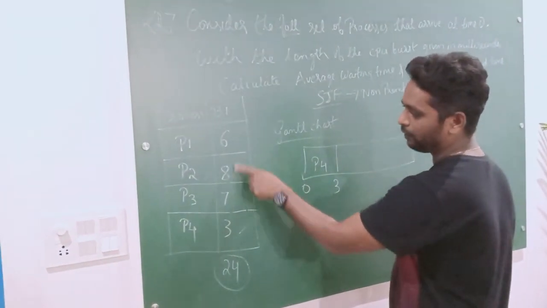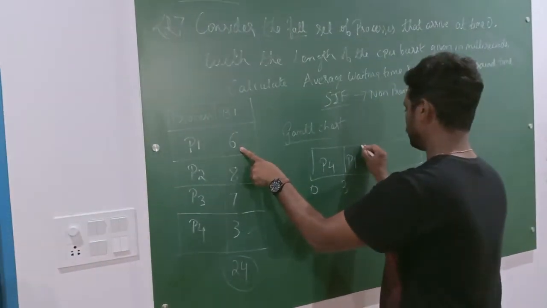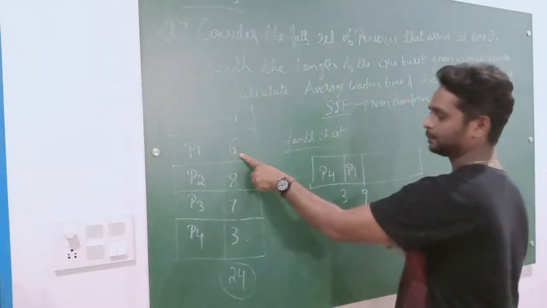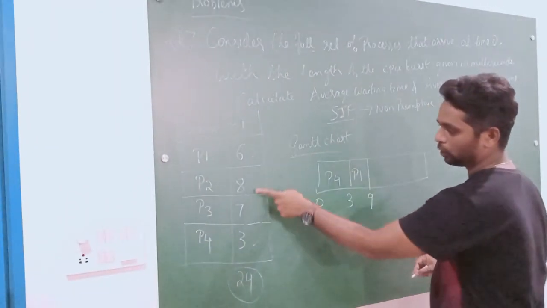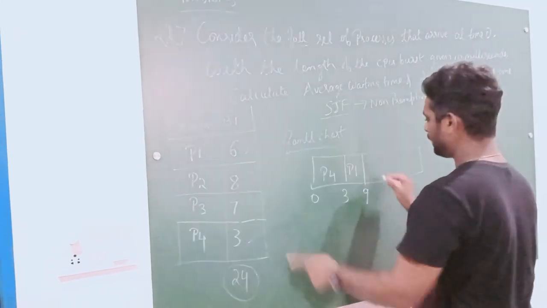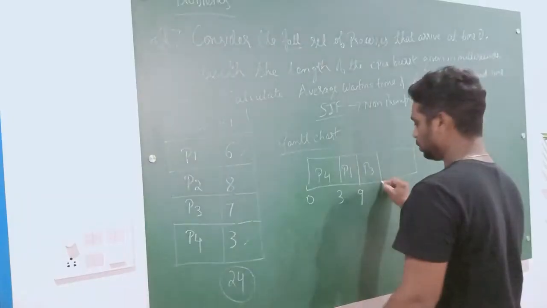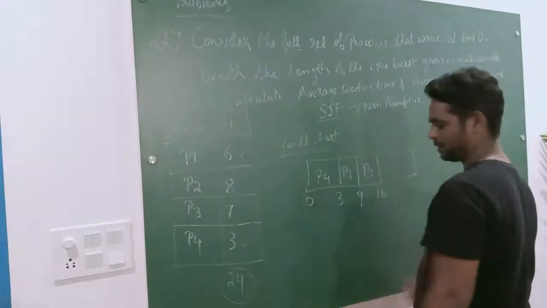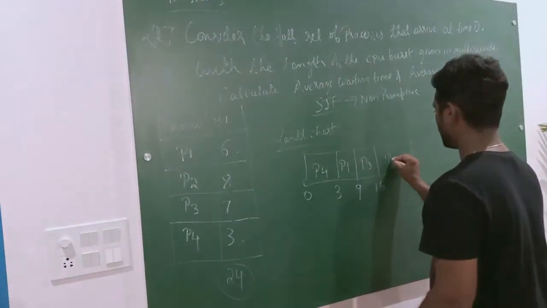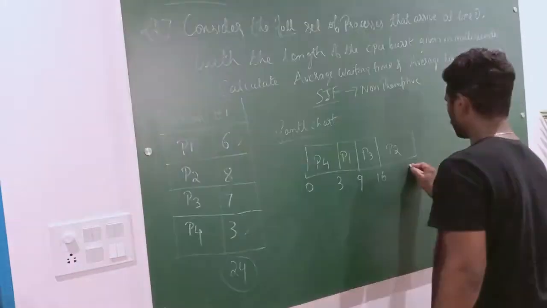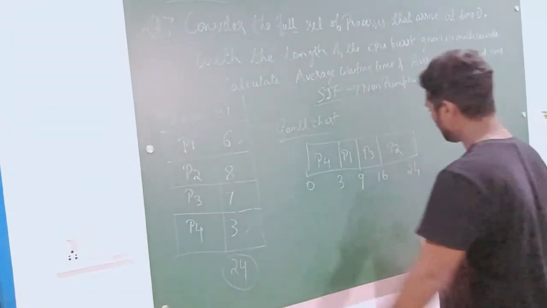Next, 3 processes left out: P1, P2, P3. Which process having shortest time? P1. So 6 plus 3 is how much? 9. Done. 2 processes left out. Which is having shortest time in these 2? Your P3 process. So 9 plus 7 is how much? 16. The last one is which one here? P2. 16 plus 8 is how much here? 24. So you need to match this thing.